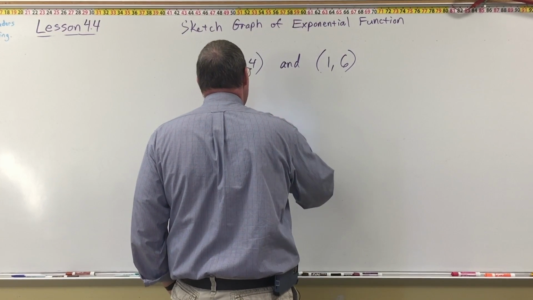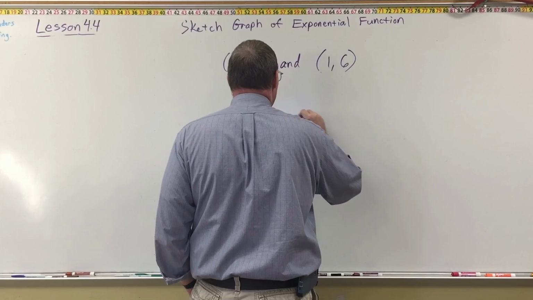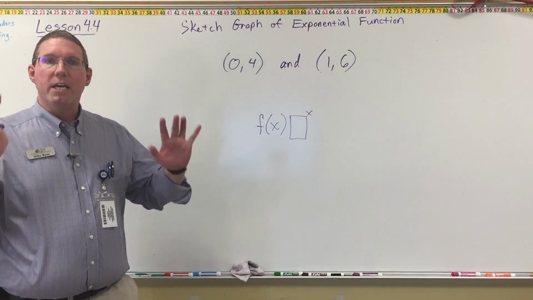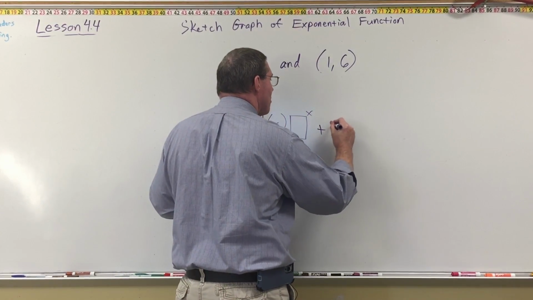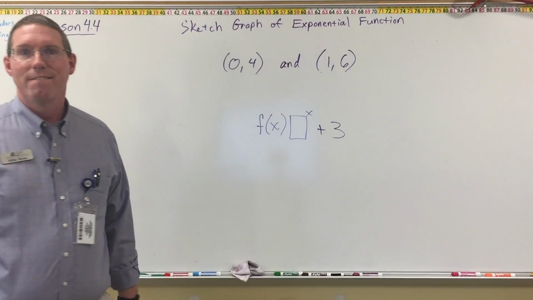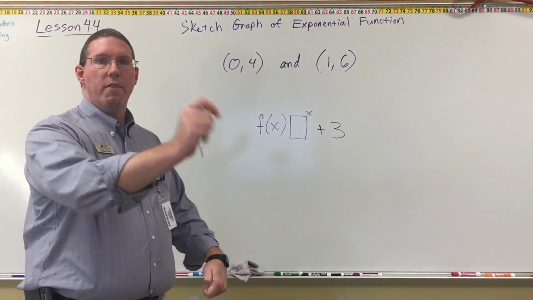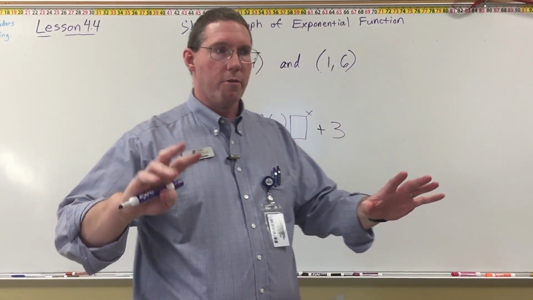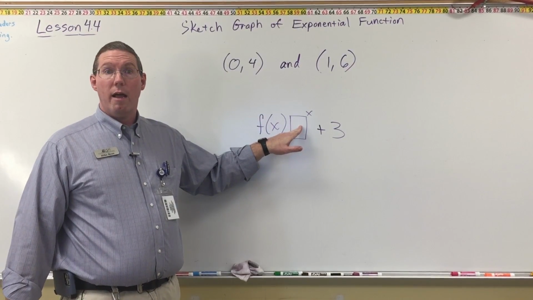So here's what that means. I'm going to have something here to the x power, but because the asymptote is at 3, that means that the constant is 3. Whatever the constant is, that's what the asymptote is. All right, is everybody with me? Are you with me on this? Okay, cool. So now all I have to do is find out what the base is and I'm done, right?